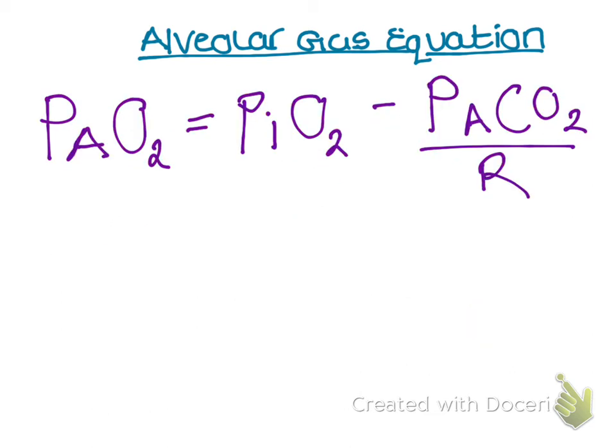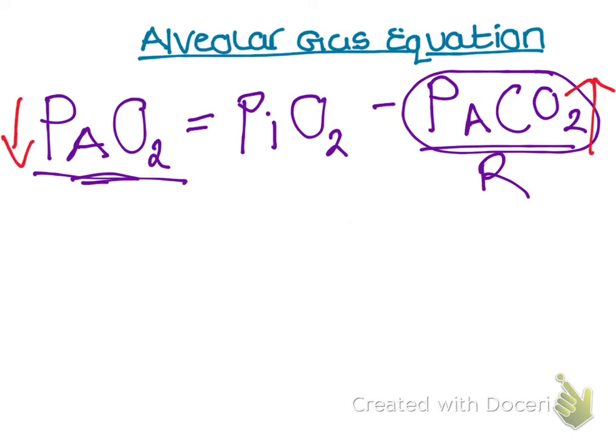So if we go back to the equation, the other thing that will affect your PaO2, your alveolar partial pressure of oxygen, is your PaCO2. The higher the PaCO2, the lower the PaO2 will be. And this is part of the equation, because as you can imagine, if this number is higher, this will be lower.